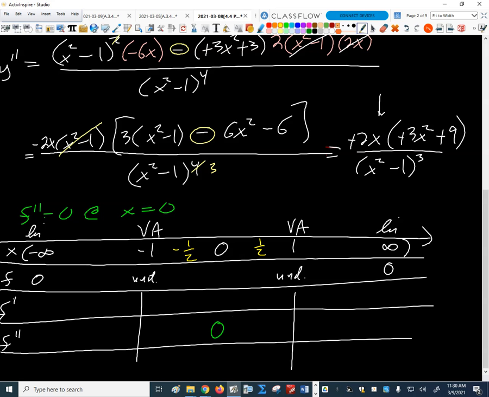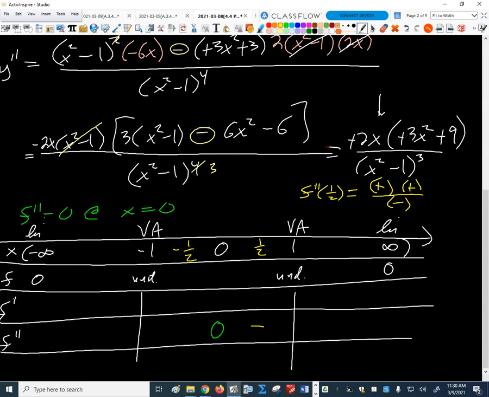Let's do it this way: f double prime of 1/2 equals, on the top we're going to get positive times positive, divided by 1/2 squared is 1/4 minus 1. That's negative cubed, which is negative, right? So positive over negative gives us negative, doesn't it? We get a negative second derivative there.